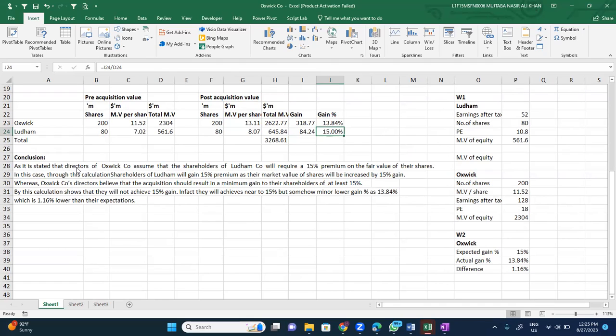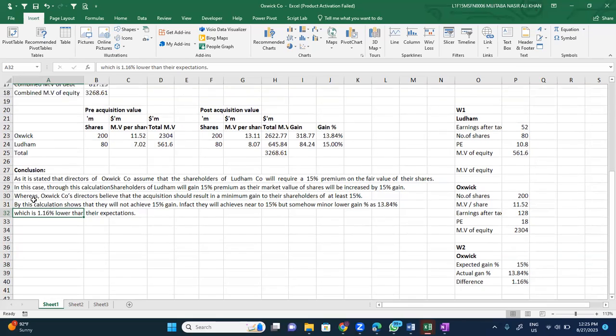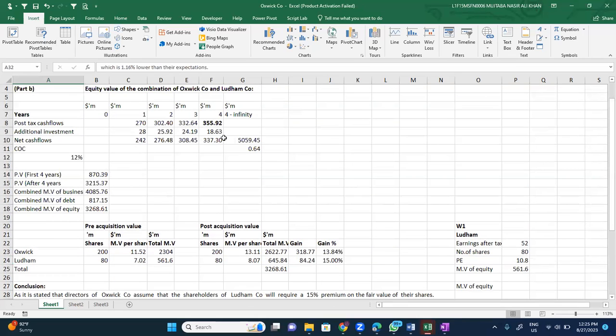Okay, which is okay. So what will happen? Also write that Oxwick will not agree to this. You should write this. But by the way, your examiner will deduct marks only here.